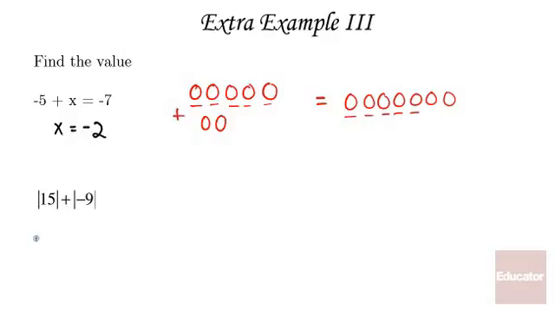Okay, the next example, the absolute value of 15 plus the absolute value of negative 9. The absolute value of 15 is 15. And the absolute value of negative 9 is 9. So my answer is 24. And that's a positive, okay? Again, if it's a positive number, you don't have to write the plus sign, the positive sign. You can just leave it as 24.